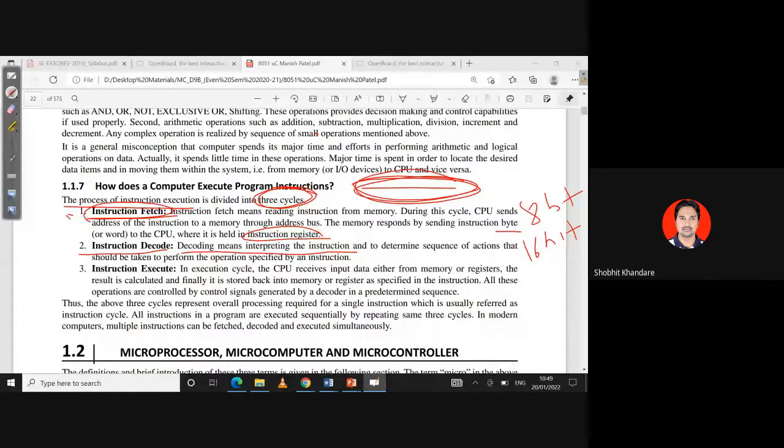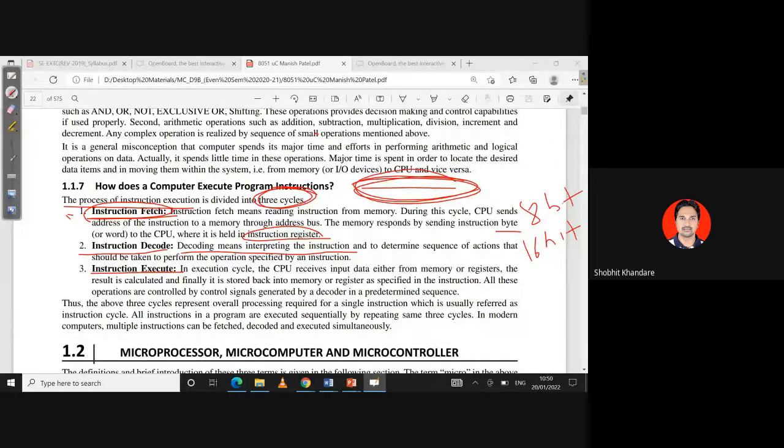So that was the second cycle. Look at what happens in the third cycle: in the third cycle, it actually executes that instruction. In the execution cycle, the CPU receives input data either from memory or register, the result is calculated, and finally it is stored back into the memory or register as specified in the instruction. All these operations are controlled by control signals generated by a decoder in a predetermined sequence.